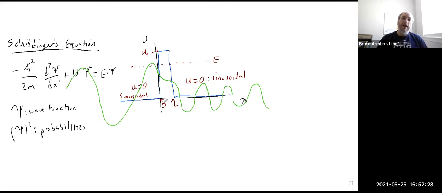So this right here, we call this tunneling. That's the name for this. Because the particle is tunneling through, it's digging through this potential energy barrier.